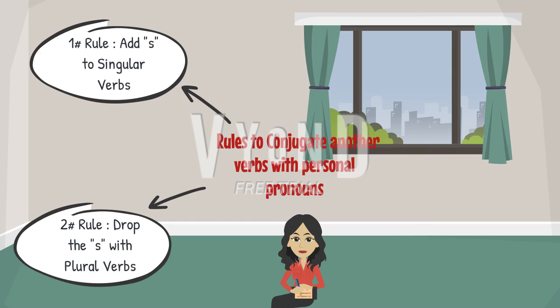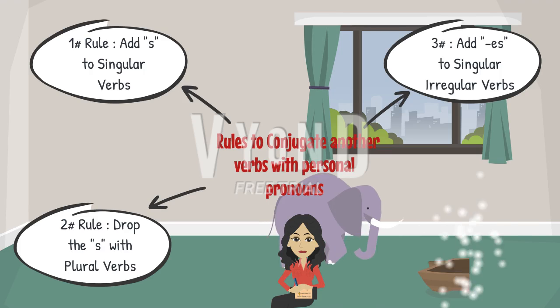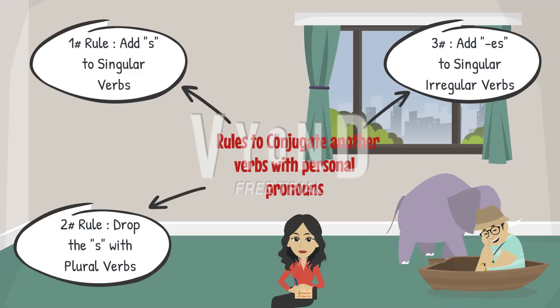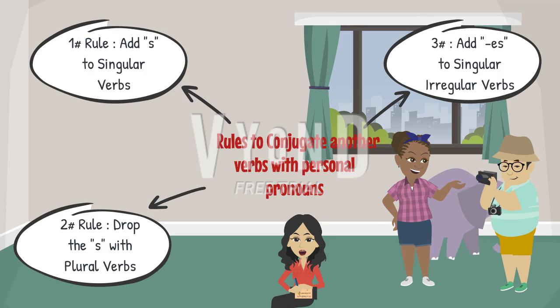Rule number 3. Add ES to singular irregular verbs. In the case of irregular verbs for singular third-person nouns and pronouns, you sometimes add ES to the base form of the verb. For example, he goes to Africa once a year. Compare this to the plural form where the ES is dropped. They go to Africa once a year.